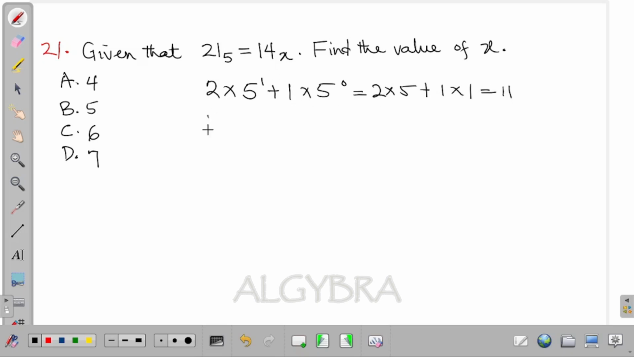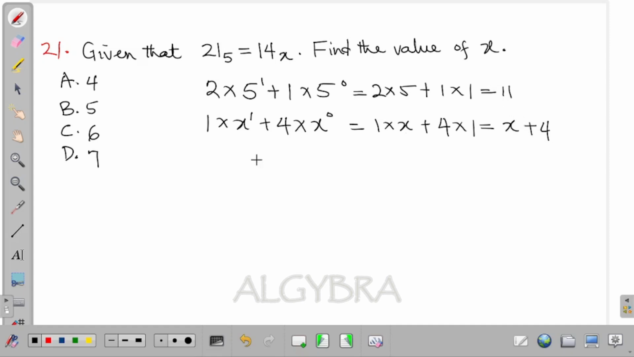Similarly, here we have 14 in base x. That's going to be equal to 1 times x to the power 1 plus 4 times x to the power 0. This is x to the power 0, this is x to the power 1, right? Then 1 times x to the power 1 is x, x to the power 0 is 1. We're going to have 1 times x plus 4 times 1. 1 times x is x, 4 times 1 is 4. So this is equal to x plus 4.